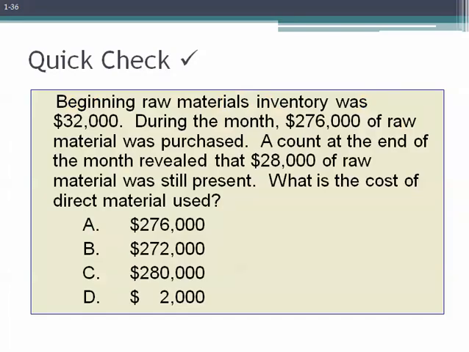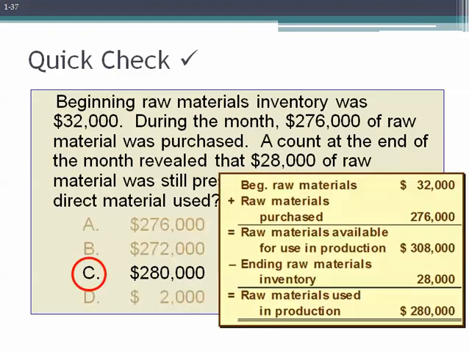Let's do a couple quick checks. Let's assume beginning raw materials inventory was $32,000, and during the month we purchased $276,000 of raw materials. And at the end of the month, the account showed $28,000 of raw materials was still present. What is the cost of direct materials used? We take our beginning raw materials inventory of $32,000, add to that our purchases of $276,000, which gives us the raw materials available for use in production of $308,000. If we have $28,000 left over in raw materials inventory, that means we must have used $280,000 worth of raw materials in production.